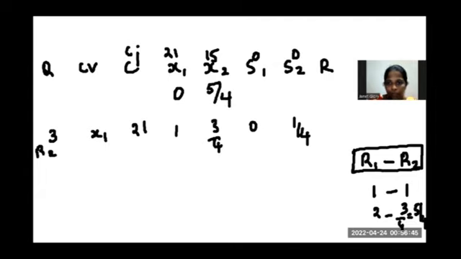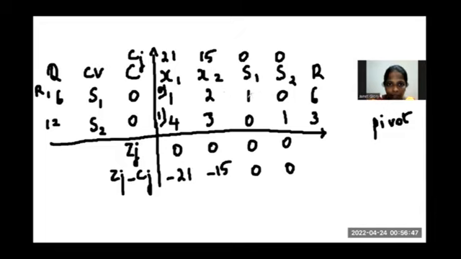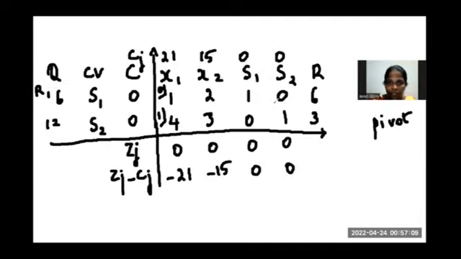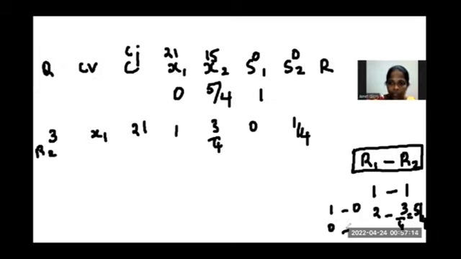And then for S1, the corresponding value for R1 is 1. And for R2, the corresponding S1 value is 0. So follow the expression of R1 minus R2. So 1 minus 0, it is 1. For S2, the corresponding R1 value is 0. And the corresponding R2 value is 1 by 4. So 0 minus 1 by 4, it is minus 1 by 4.